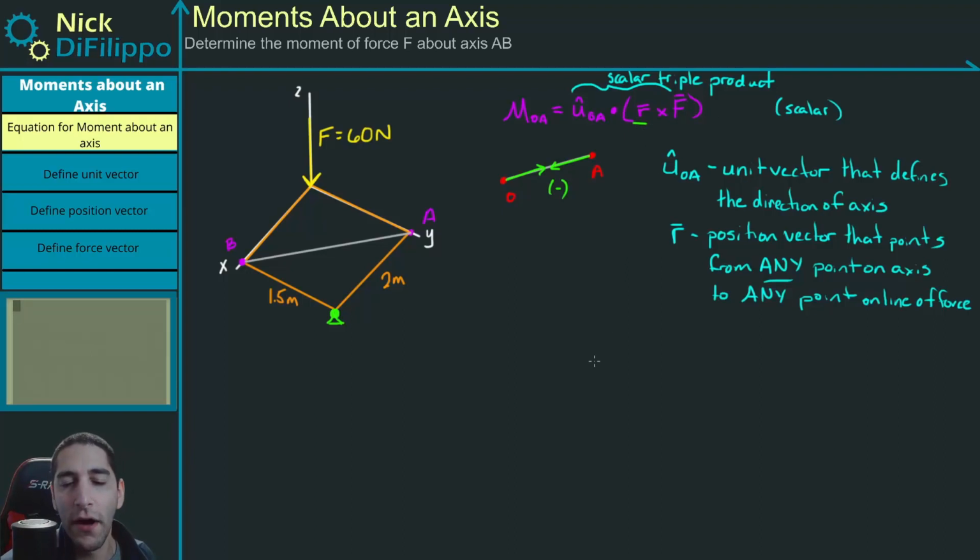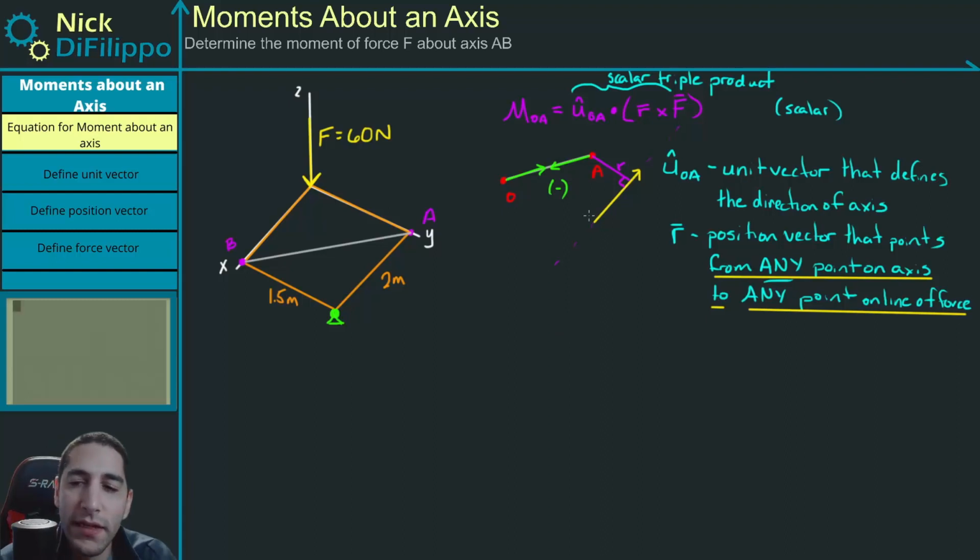Now, this position vector R. So I'm going to have some force here. In this position vector R, we have to read the definition very carefully. It's a vector that points from any point on the axis, so from any point on O to A, and I can choose, and it goes to any point on the line of the force. So if it goes to infinity, it goes to any point on the line of the force. And that's what R is.